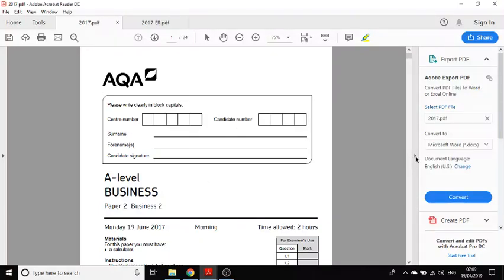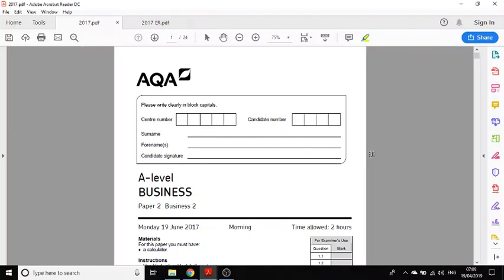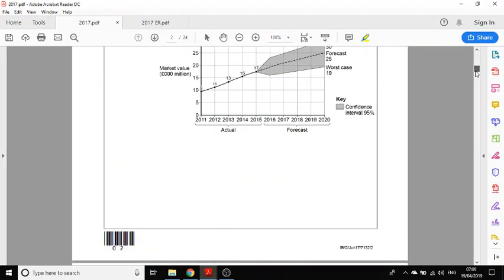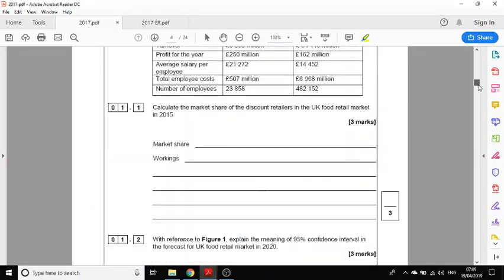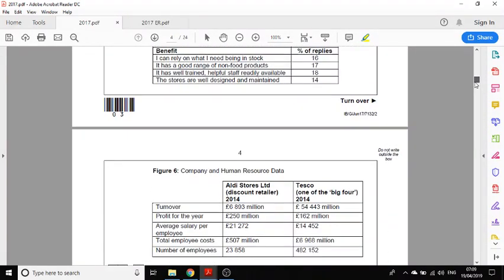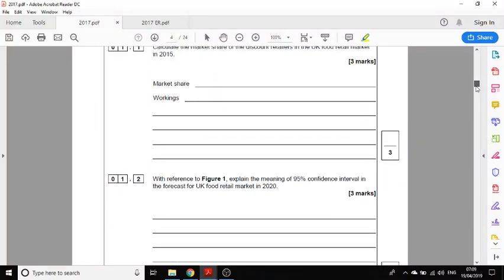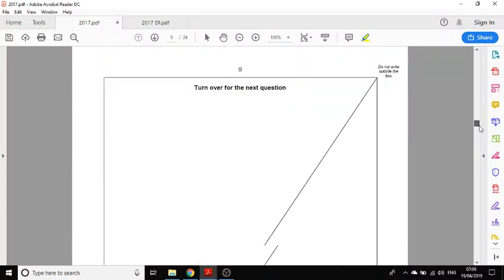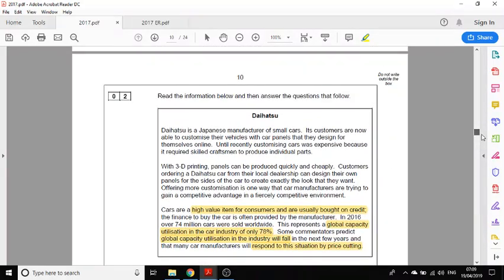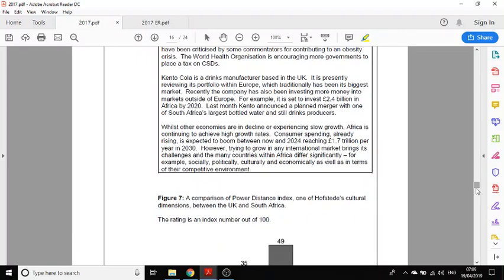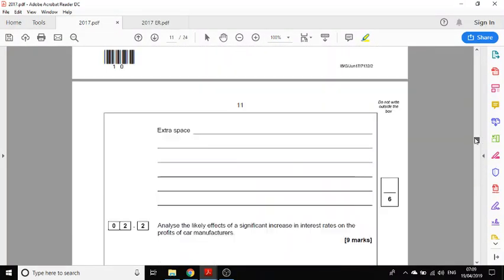So this is paper 2. Paper 2 is all about the case studies. In paper 2 you have 3 case studies, quite a lot of data to read and interpret. It's absolutely essential that you do that. In both 2017 and 2018 there have been 3 case studies for you to read and then answer questions on.